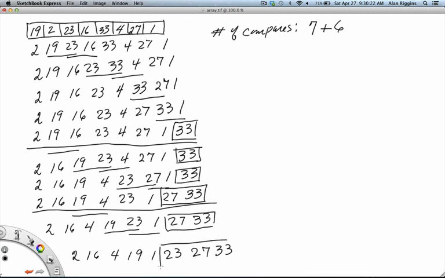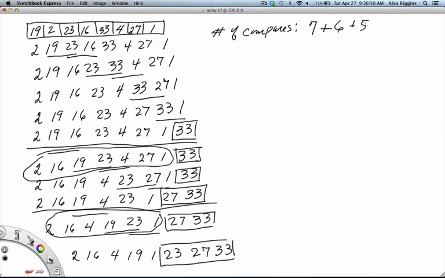So we have added one more to the sorted partition. Here, out of the unsorted group that we started with, we moved the 27 into place here. This group, the 23 is the largest one, and it is now in position. This time we did 5 compares.